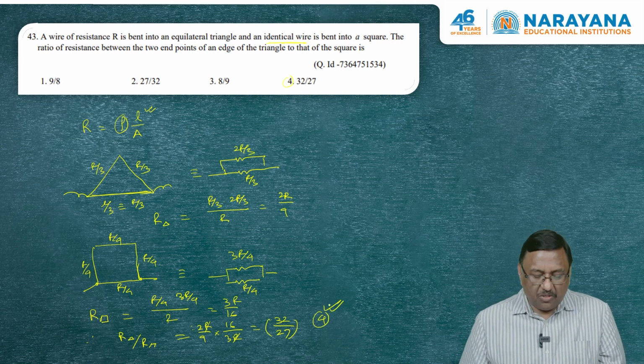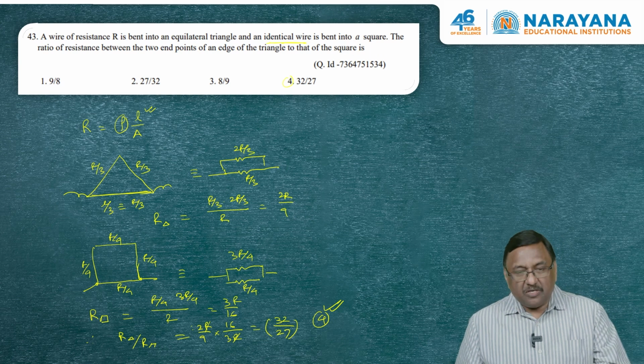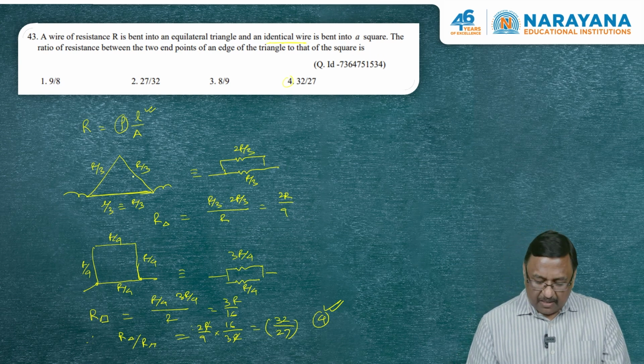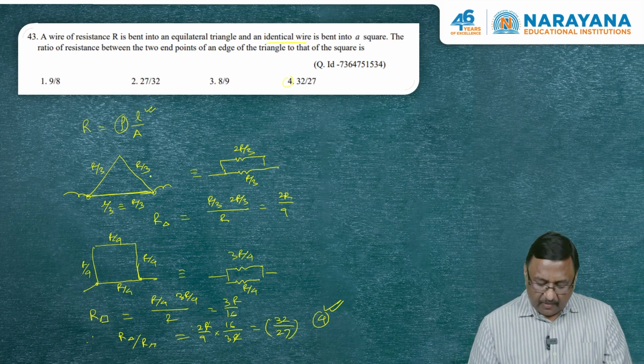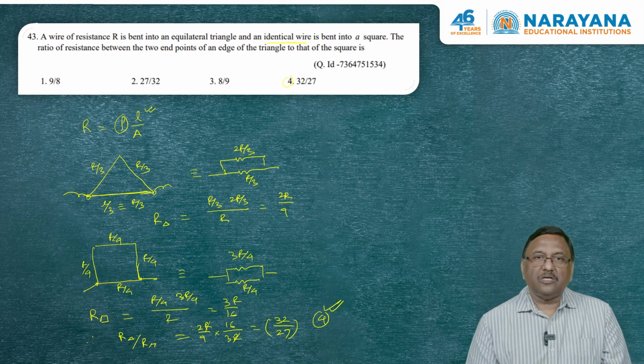Again, you can see this is a very simple question in this paper. The only thing is that you should understand R is proportional to length. If R is divided into 3 parts, R by 3 will come. I take these 2 points as my end points. These two are in series, and these two combined are going to be in parallel. Anyway, let us go for the next question now.